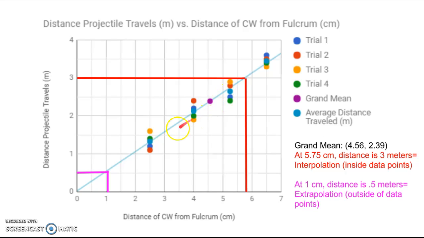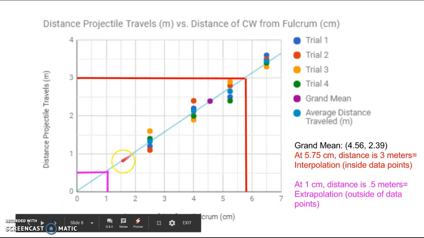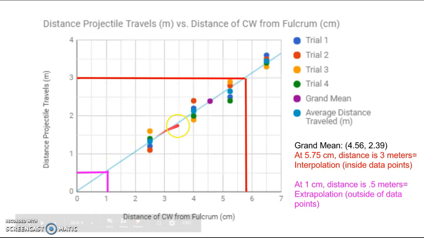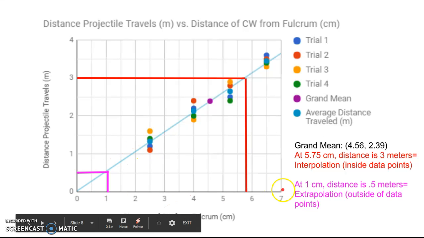So from here to here would be an interpolation. Anything outside of those points of data that's been taken would be an extrapolation. Even if it's still on your graph and on your trend line, it's outside of the points that were actually measured. Right? So only between here would be interpolation. Anything outside would be extrapolation.